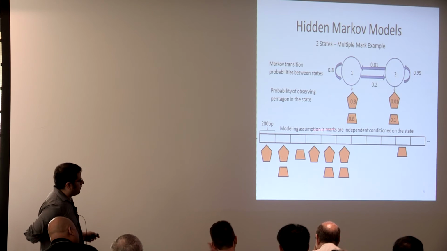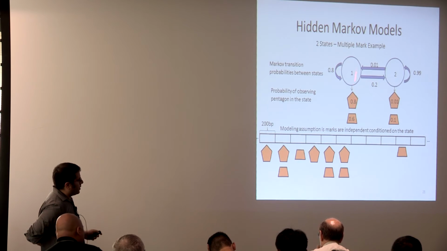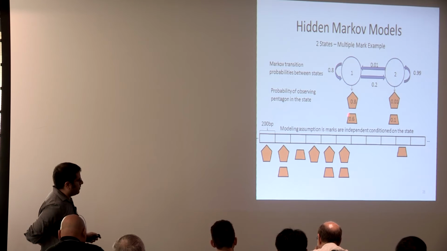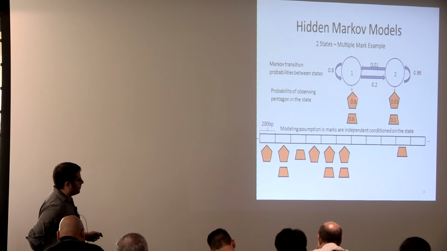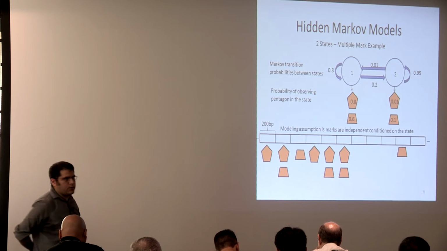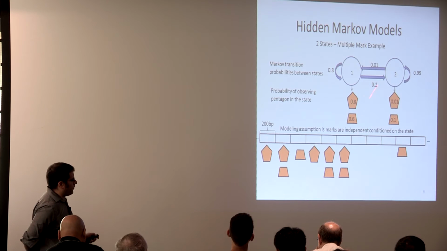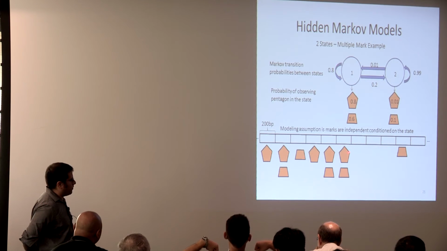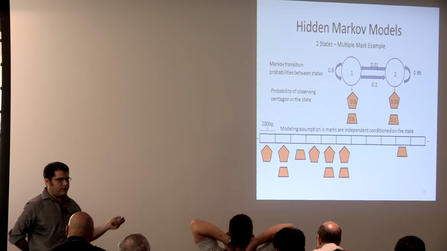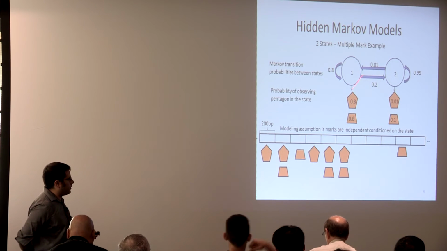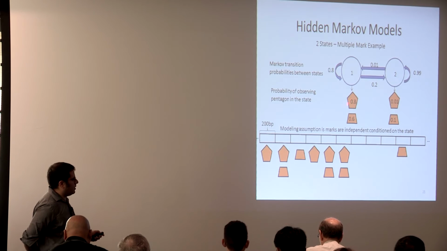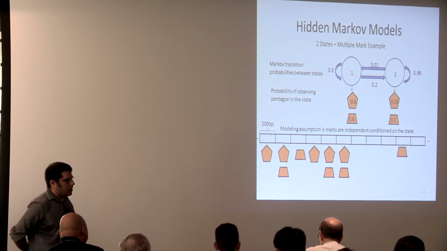And we make a key modeling assumption, which is that, conditioned on the state, the probability that you observe each mark is independent. What that allows us to do is, to see a certain combination of marks, we just multiply the probability of observing each mark independently. That makes it much easier to fit the model. Instead of having to model each of the 2 to the n combinations when you have n marks, we just need to compute a probability for each of the marks and then multiply their probabilities together.